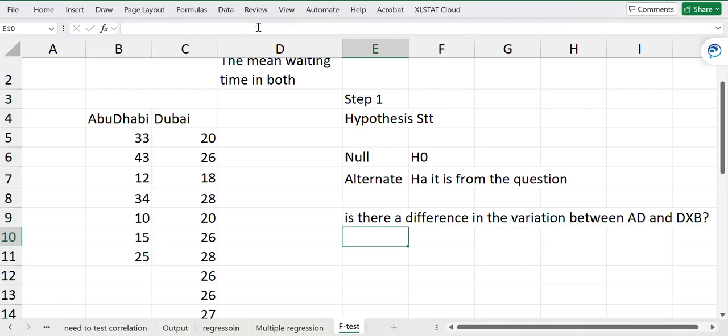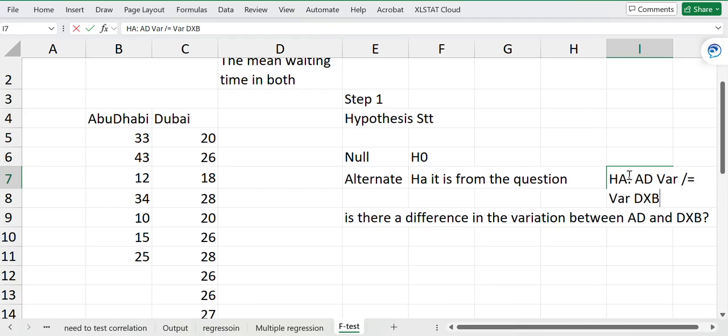Now, difference means what? They are not same. Not same means not equal to. You get it? So my alternate here, HA, becomes variance of Abu Dhabi, VAR, not equal to variance of Dubai. You get the idea now?